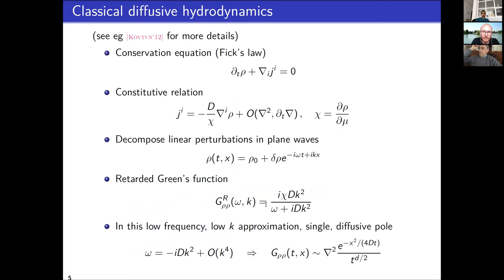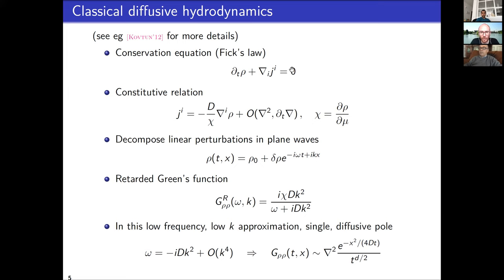The equation that governs this system is the conservation equation, which starts with the time derivative of the conserved density, so the time derivative of the charge density here. Then there's a spatial gradient term, which introduces a new object, the spatial current J_i. That entire equation is the conservation equation, and it directly follows from the fact that there's a U(1) symmetry, that charge is conserved in the system.